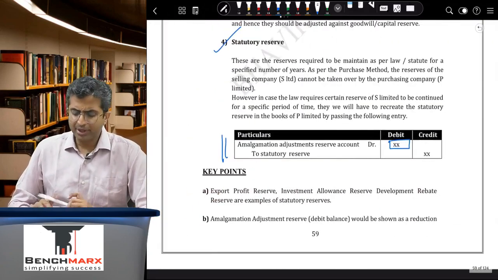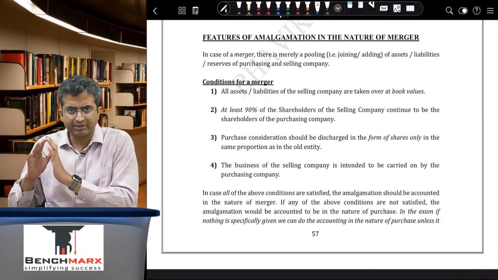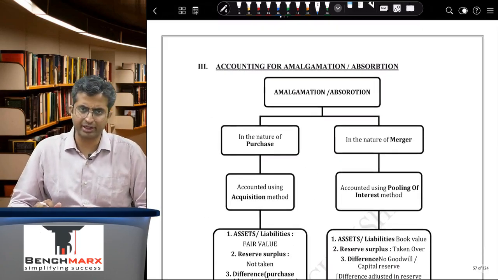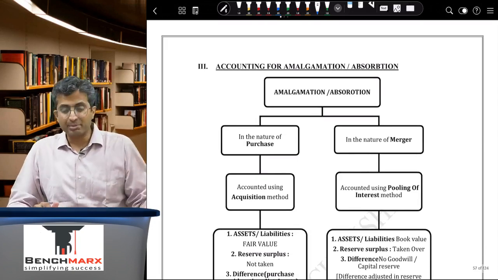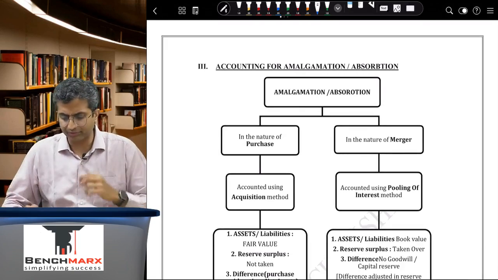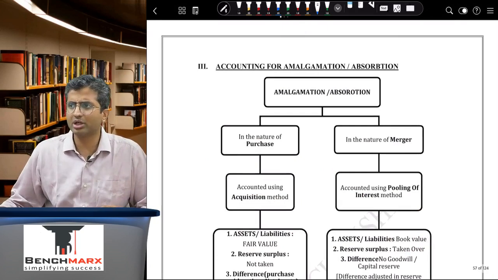Now, before we proceed to the books of the selling company, which is closing the business, we want to now go back to the 3rd page, which we had left. Amalgamation can be of 2 types. The accounting for amalgamation can be of 2 types. All that we have studied is for the common amalgamation, which is in the nature of purchase.